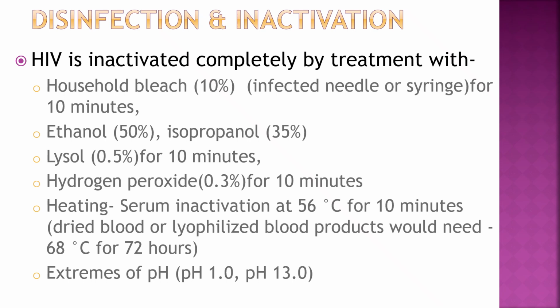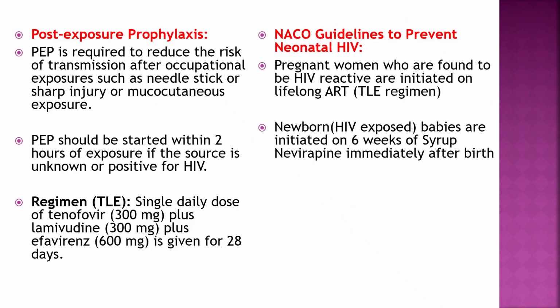Disinfection. HIV is inactivated completely by treatment with household bleach 10% for 10 minutes for an infected needle or syringe, ethanol 50%, isopropanol 25%, Lysol 0.5% for 10 minutes, hydrogen peroxide 0.3% for 10 minutes, heating serum inactivation at 56 degrees for 10 minutes, dried blood or lyophilized blood products would need 68 degrees Celsius for 72 hours, extremes of pH 1.0 and pH 13.